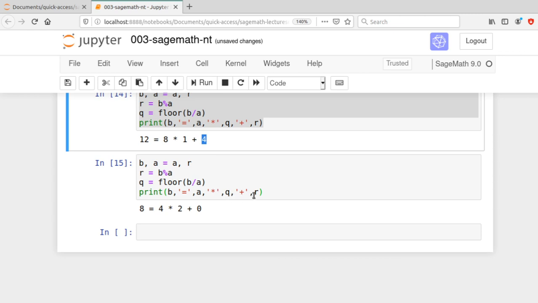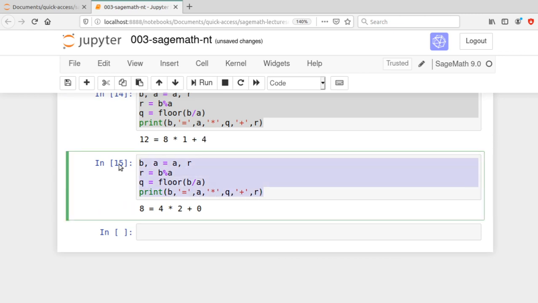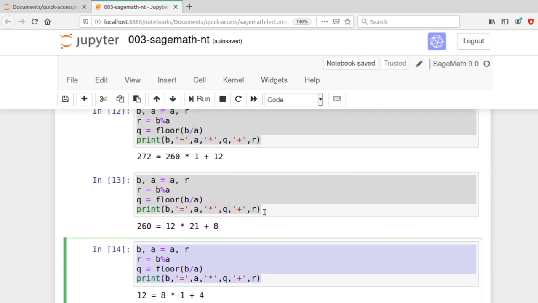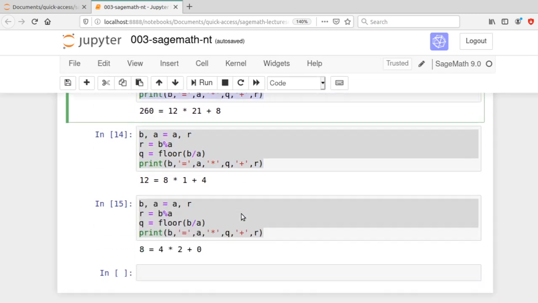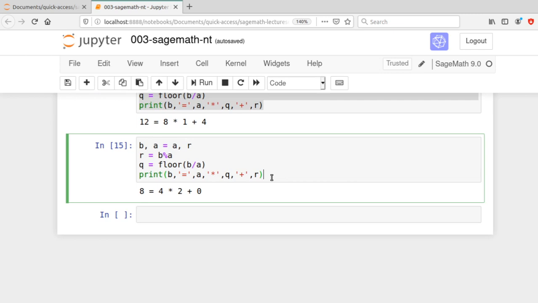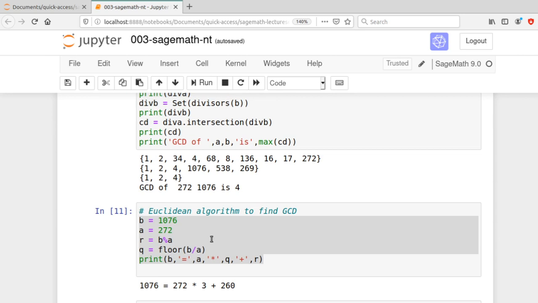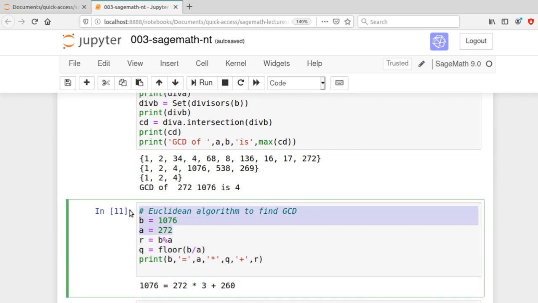But one important thing here is that we are copying and pasting the same command in each and every step. Instead of copying and pasting the same command several times, we actually use something known as a while loop in SageMath. So how does the while loop work?